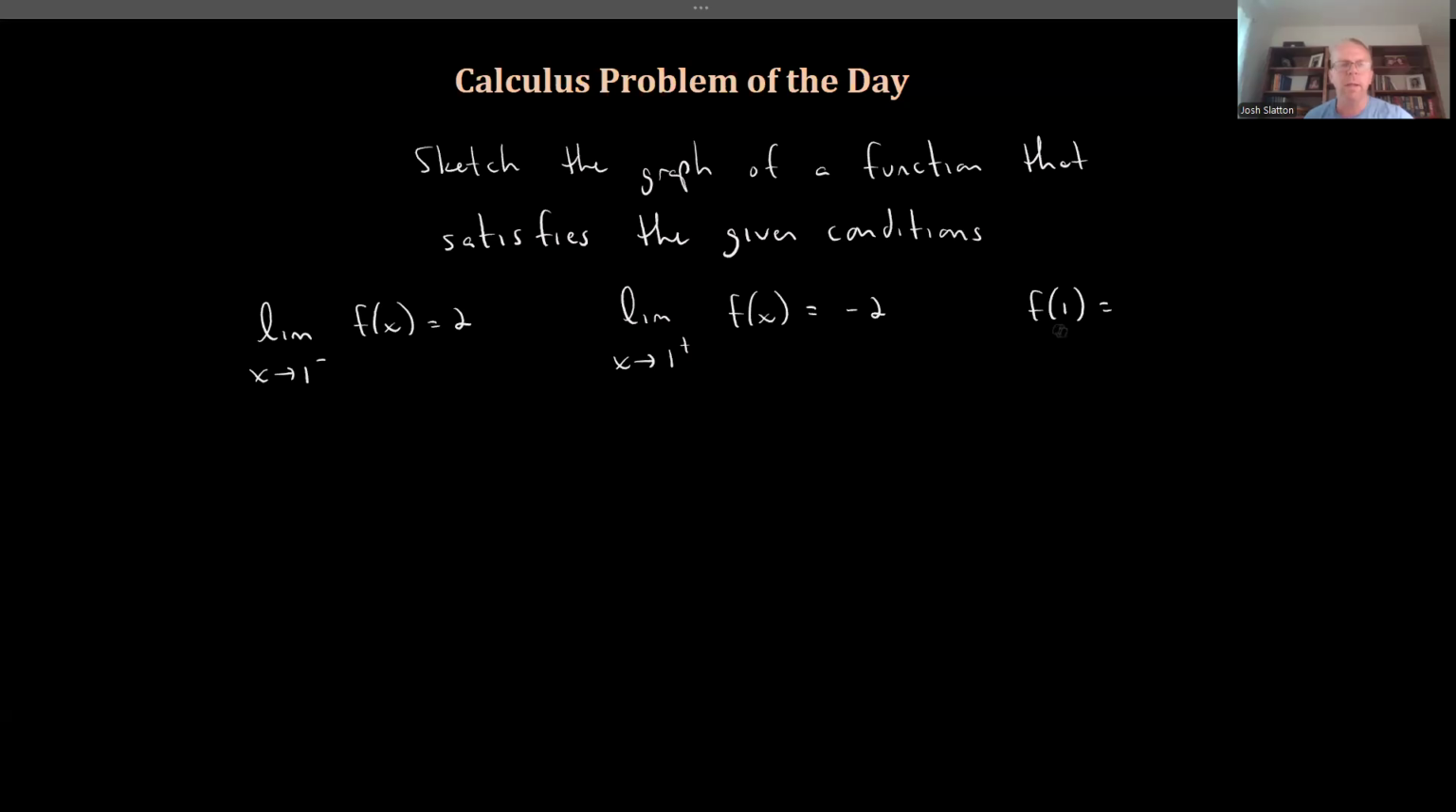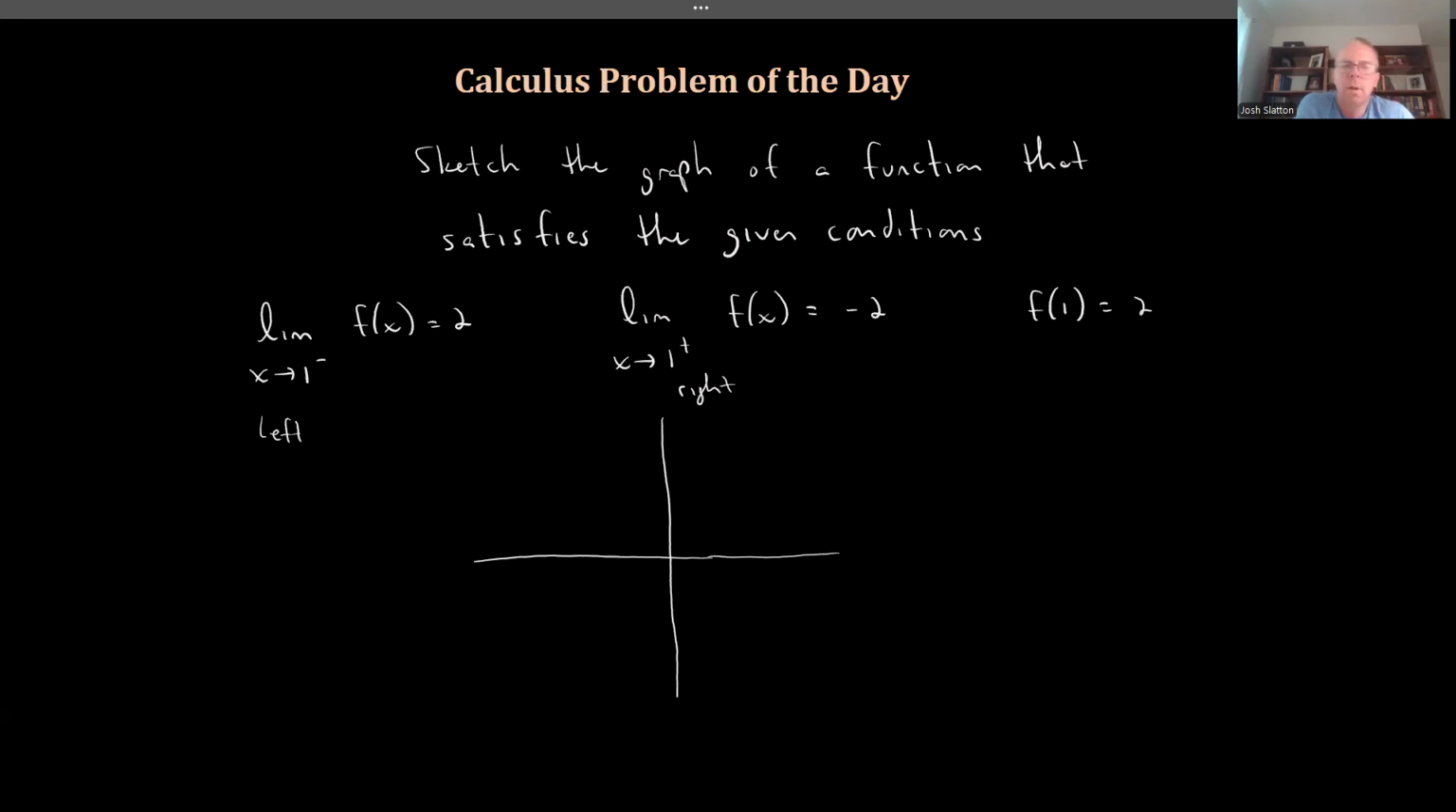All right, so here we have a calculus problem. We need to sketch the graph of a function that satisfies the following conditions. So we have the left-handed limit. The left-handed limit as x approaches 1 is going to be 2. The right-handed limit as x approaches 1 is going to be -2. And then we have f of 2, or f of 1 equals 2.